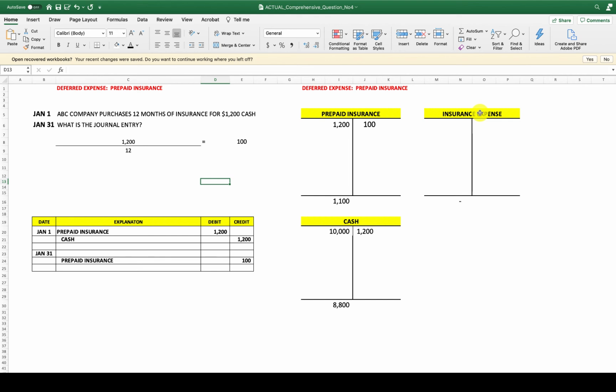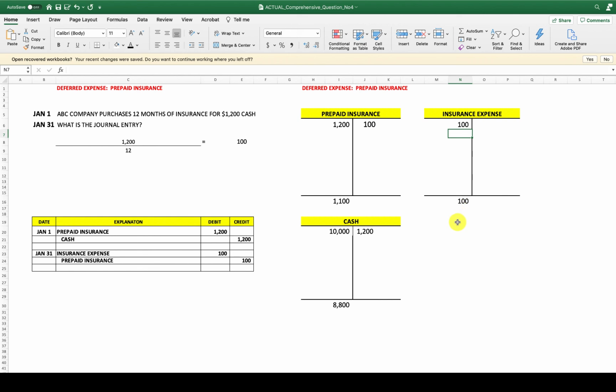So whenever you see the word expense, what that means is over a certain period of time, that is how much that company used up of that service. So if you see insurance expense $1 million, that means for the year or for however long, this company used up $1 million worth of insurance. In this case, we used up $100 worth of insurance. So we're going to debit insurance expense. Over here, I'm going to put in a debit to insurance expense for $100.